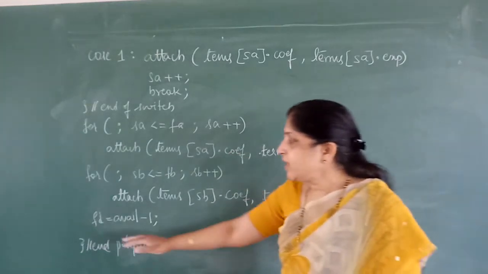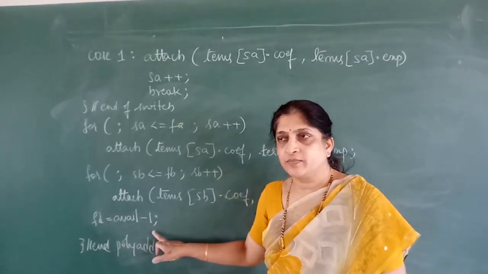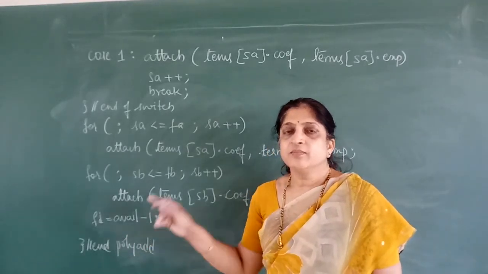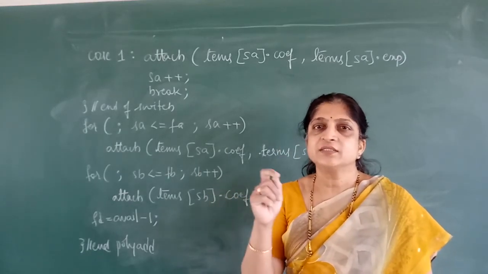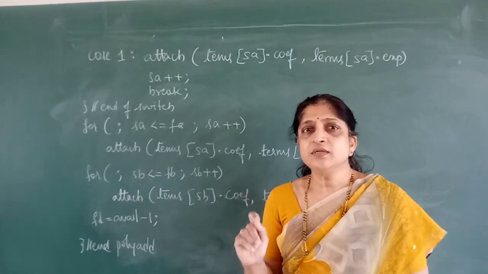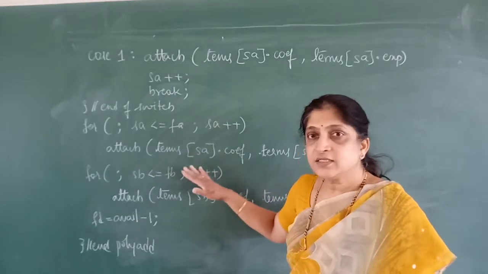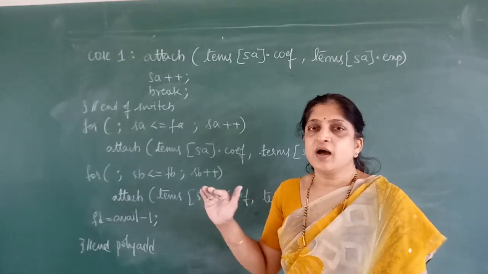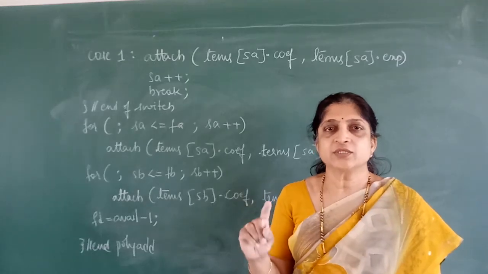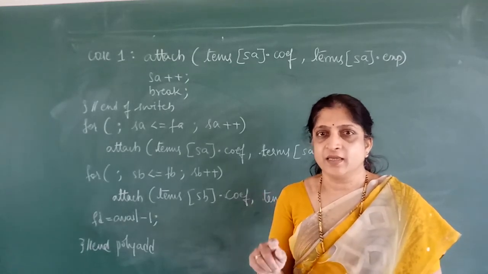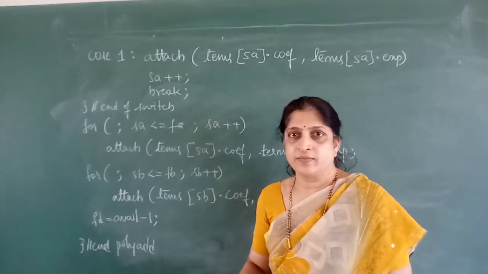Then after this, we are performing finish d is equal to avail minus 1. Why do we have to do this? Because in the attach function we are incrementing avail after attaching a term to the polynomial. Since after attaching the last term to the polynomial, we want to know what is the finish index of the polynomial d, we are writing fd is equal to avail minus 1.